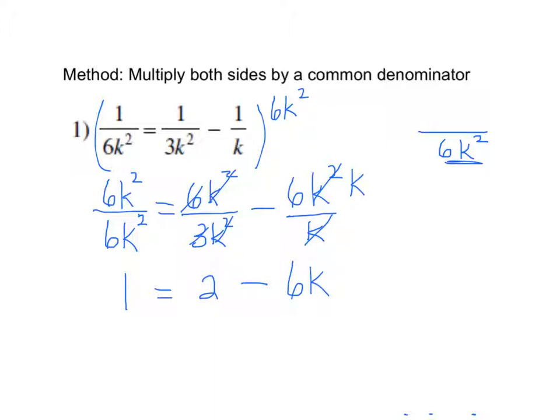And so now I have just 1s in the denominator, so that worked out well. If I end up with a k in the denominator, then I did something wrong. And so now I'm going to just solve. I'm going to subtract 2 to the other side. That's negative 1 equals negative 6k. And so k is going to equal 1 over 6. And so that's how you do that problem.